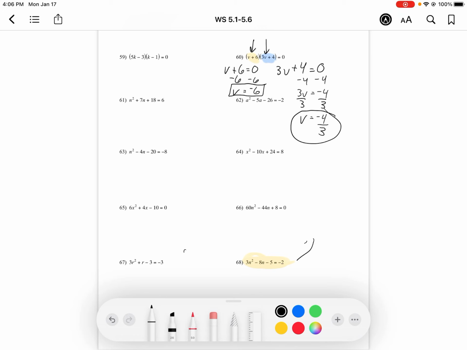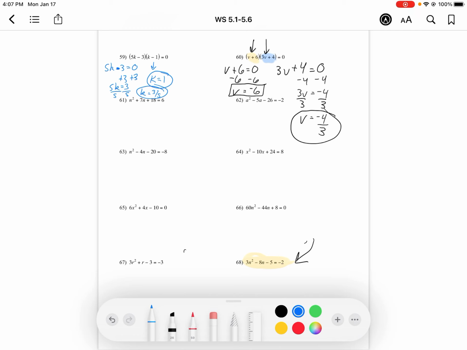You can take a nasty looking equation that looks like that, factor it, and then set those factors equal to 0. So like for number 59, what makes this factor equal 0? Well, 1. And then what makes the other factor equal 0? 5k minus 3 equals 0. Set that factor equal to 0. So we have to add 3 to undo subtracting 3. 3/5. There we are.